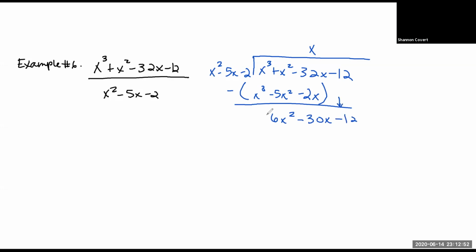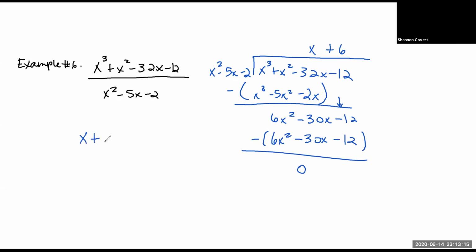X squared times what gets me 6x squared? The answer is 6. 6 times x squared is 6x squared. Negative 5x times 6 is negative 30x. Negative 2 times 6 is negative 12. Once again, when I do subtraction, I have 0, so there's no remainder. So my solution here is x plus 6.